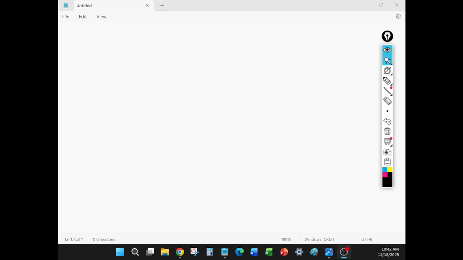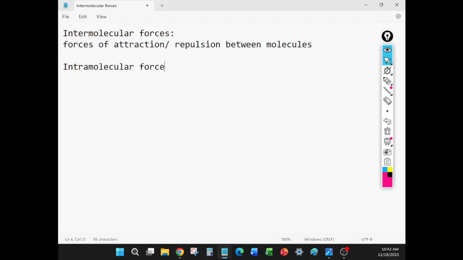All right, so just to review, the most important part of the unit and the name of the unit, if you guys notice, is that the name of the unit is forces of attraction between, and intramolecular forces are basically the forces inside of the molecule. So think of like covalent.